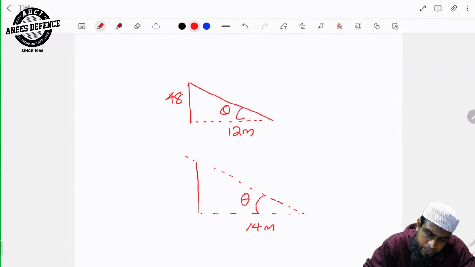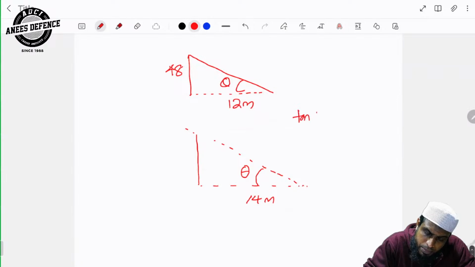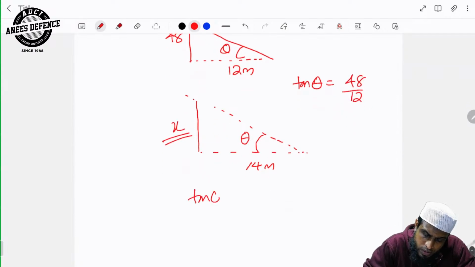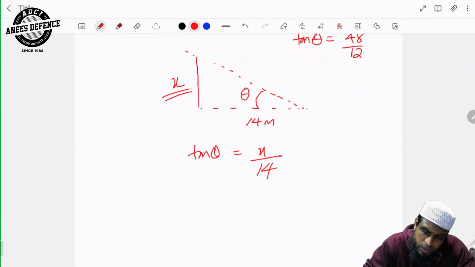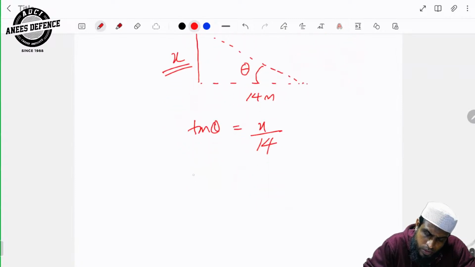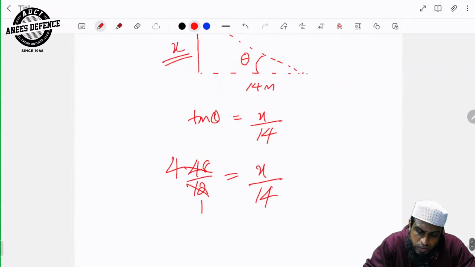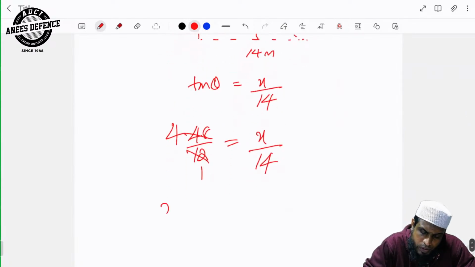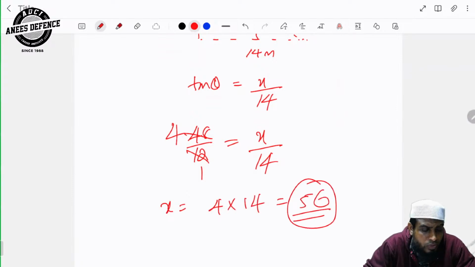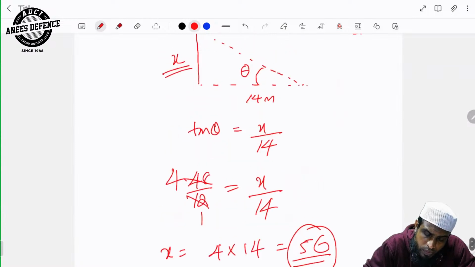So this is also theta. So tan theta can be represented as 48 by 12. If the second pole height is x, then here tan theta is equal to x by 40. Since tan theta is equal to 48 by 12, 48 by 12 equals x by 40. So x will be equal to 4 into 40, which is 160. So the length of the second pole will be 160 meter.